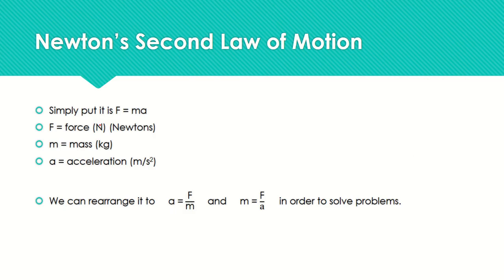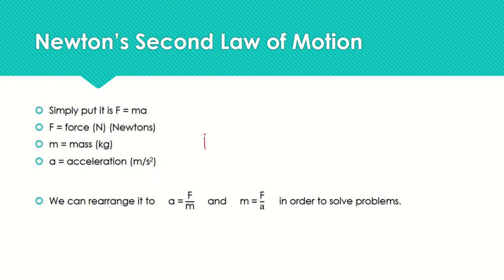Now, you need to know that force is equal to mass times acceleration. Force is measured in a unit called newtons, so capital N is the unit of force. Mass is always in kilograms, so if you ever get it in grams or tons, you need to convert it to kilograms. And acceleration is always in meters per second squared.